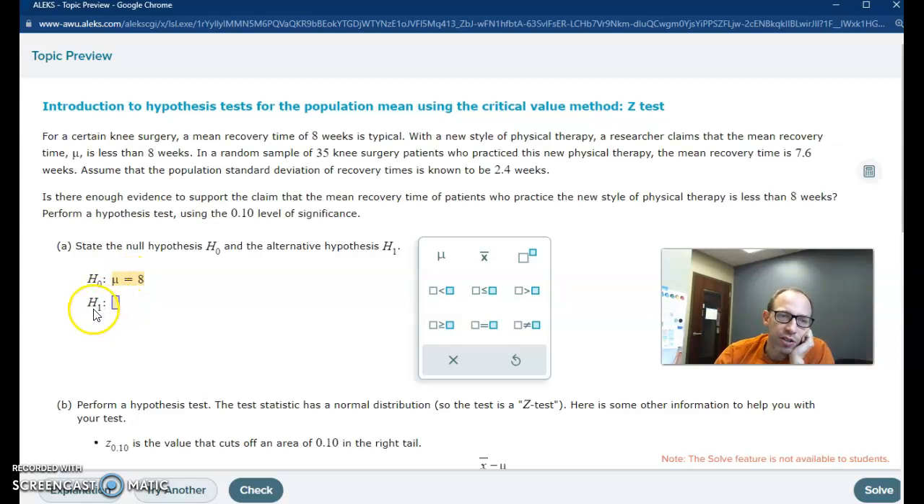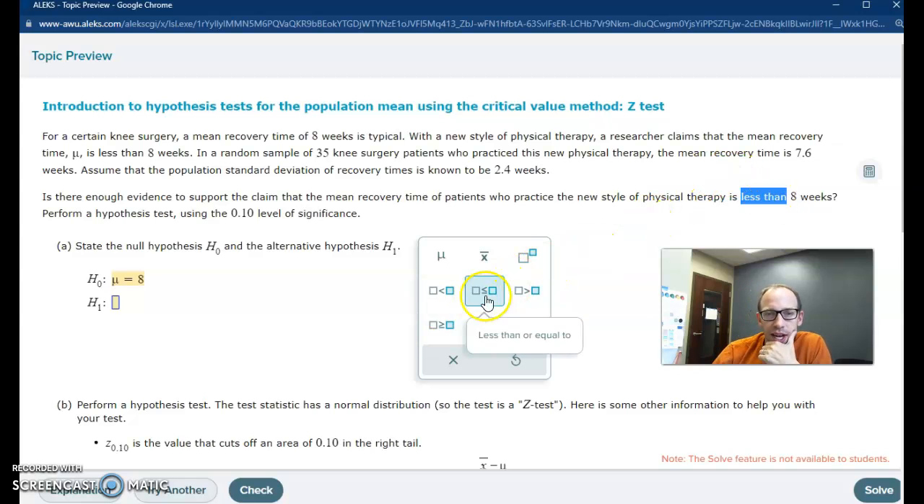Now in the alternative, once you've got the null, you've actually got two parts. The mean, it's going to be the same. Whatever parameter you're testing here is going to be the same down here. And the number is always going to be the same. So really the only decision you have to make is on the sign. And here we're trying to say that the mean recovery time is less than. So you're looking for some kind of directional word. And here we have less than. So again, the other two parts are going to just mimic the null hypothesis.